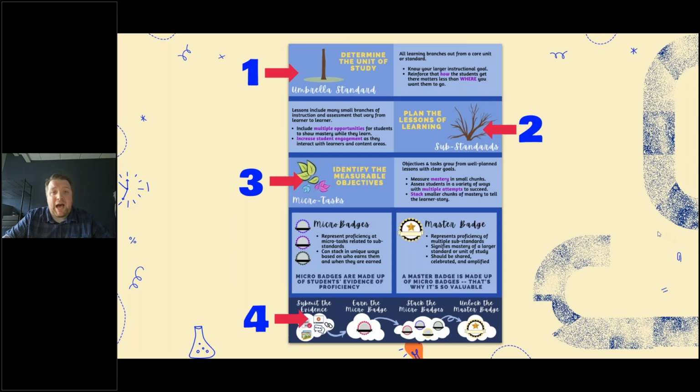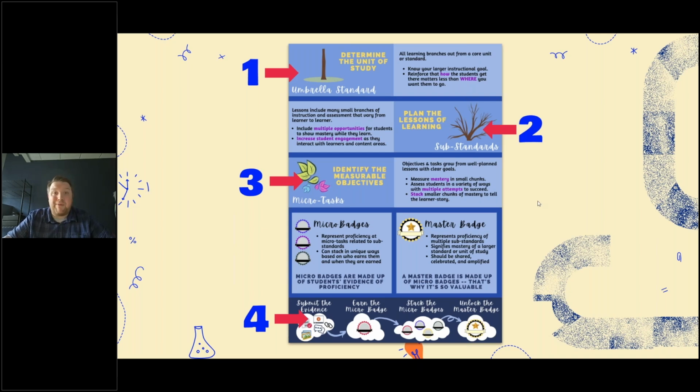So just thinking about how to get there, how to do that, right? I like this infographic because it breaks it down very simply. Determine the unit of study, which you would normally do, then plan the lessons for learning, which you would normally do, and then identify those measurable objectives, which you probably always do, right? You can pull those out and make those into micro tasks or challenges, and then the students have to complete those challenges to get those micro badges in this case, right?